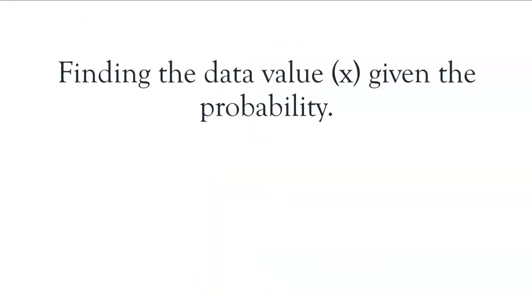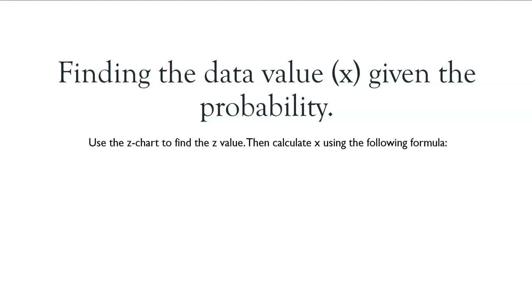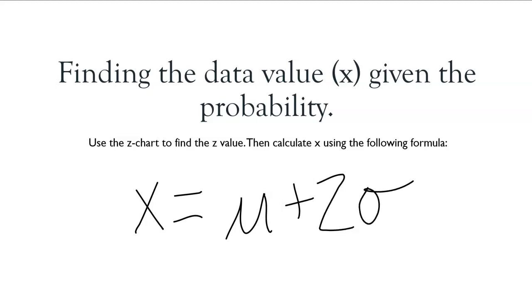Sometimes you may need to find the data value given the probability. In this case, you will use the z-chart to find the z-value and then calculate x using the following formula. If you manipulate the formula you had before, z equals x minus the mean over the standard deviation, you end up getting x equals the mean plus z times the standard deviation. So that is the formula you will use for that.